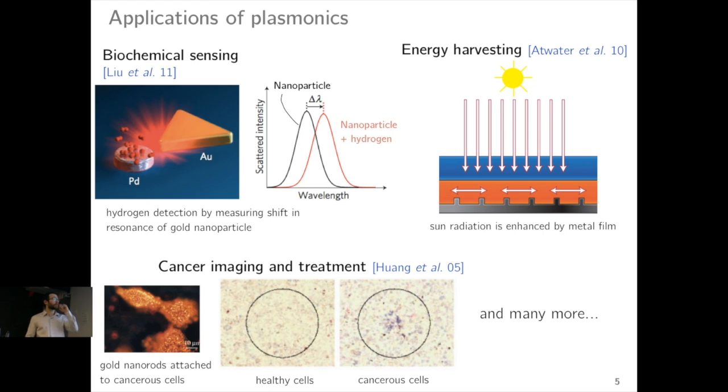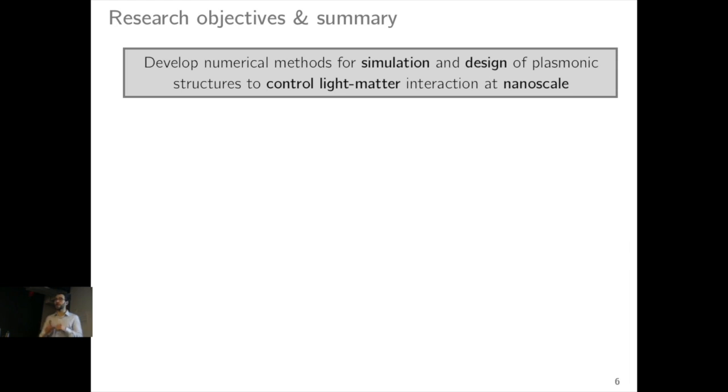And finally, another application is in energy harvesting, where we use again these resonances to trap and enhance the sun radiation, for instance in this case in this thin metal film, leading to an increase in the photoemission of electrons, which potentially leads to more efficient photovoltaic devices. And again, these are just 3 different applications, but there are many more out there that benefit from plasmonics. So these really interesting applications motivated us to start looking on ways to efficiently simulate these devices. And that's precisely the overarching goal of my research.